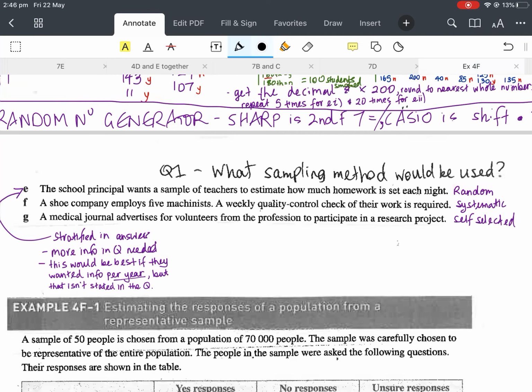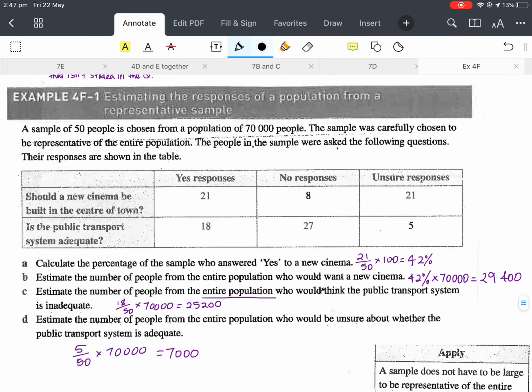Question F says a shoe company employs 5 machinists. A weekly quality control check of their work is required. Anything to do with machinists or assembly lines is usually systematic, okay? Every 10th, every 20th. A medical journal advertises for volunteers. Anytime volunteers are being asked, it's automatically a self-selected sample. All right, this one's going on too long.